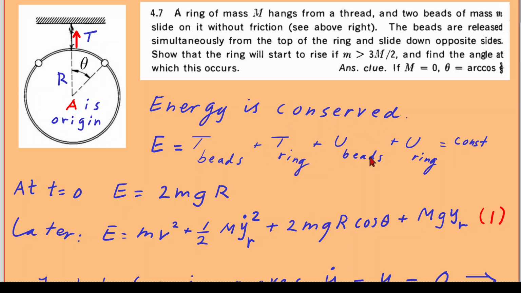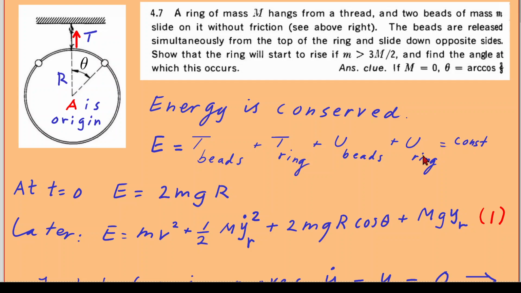And here you have the potential energy. So let's say we have the zero here, then there is a height here, right? Which is the same as that height over here. And if that radius is capital R, then that height here is R cosine theta. And the same for that bead over there.